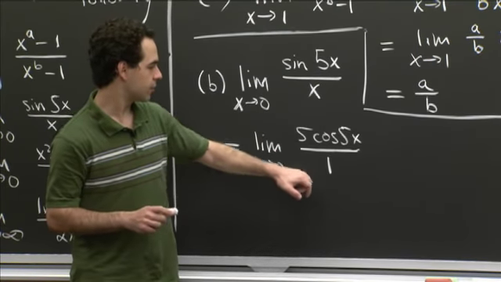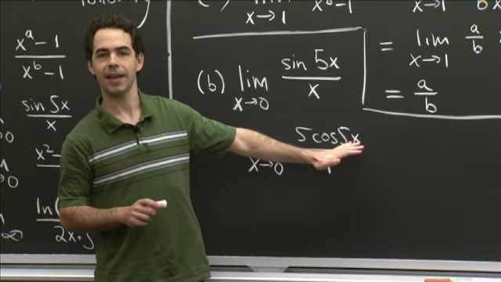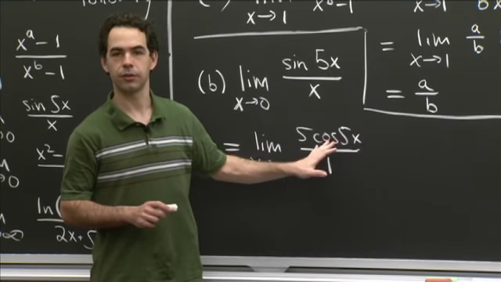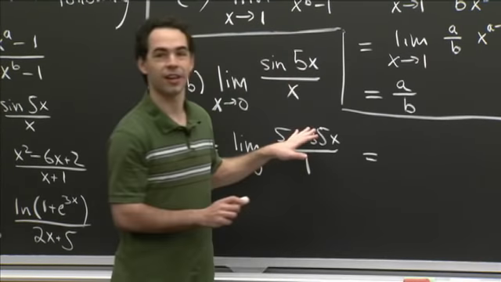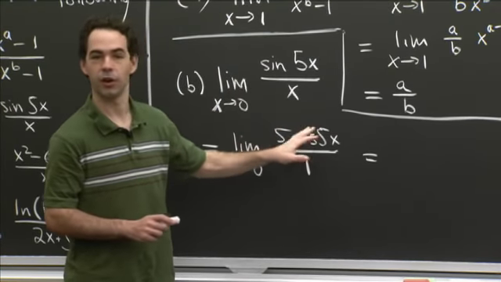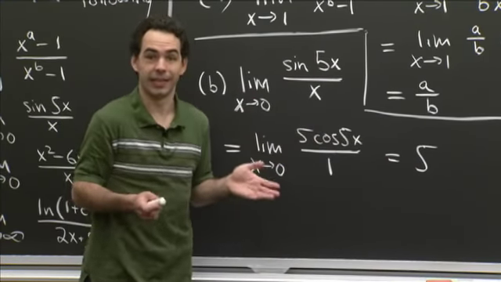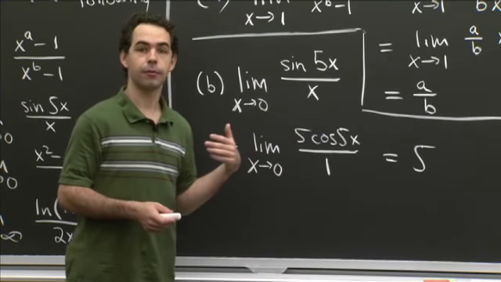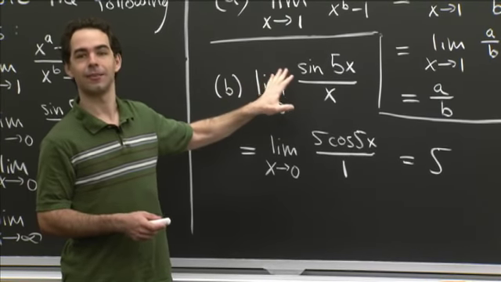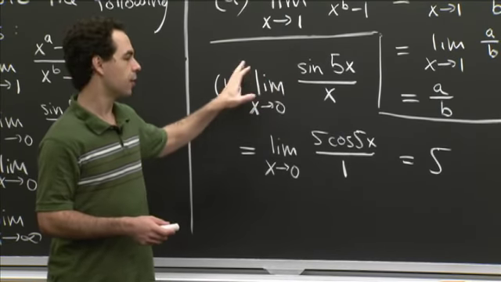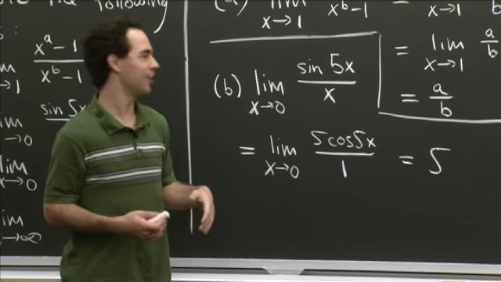Now, as x goes to 0, 1 is constant, so we're just looking at the limit of cosine 5x. As x goes to 0, that just approaches 5 times cosine of 0, which is 1. So it's 5 times 1, which is 5. Now I should note that we didn't actually really need L'Hopital's rule for this one. One thing you can remember is that this limit is actually the definition of the derivative of sine of 5x at x equals 0. So what we just did with L'Hopital's rule was use the derivative to compute the derivative, if you like.